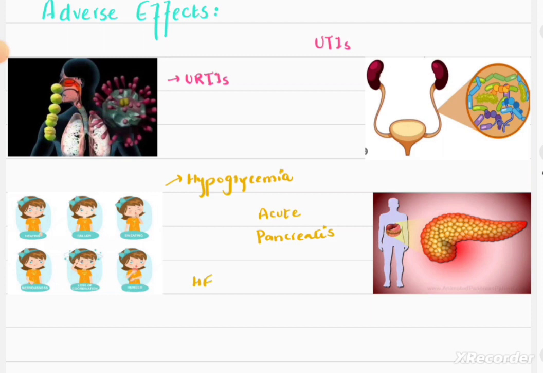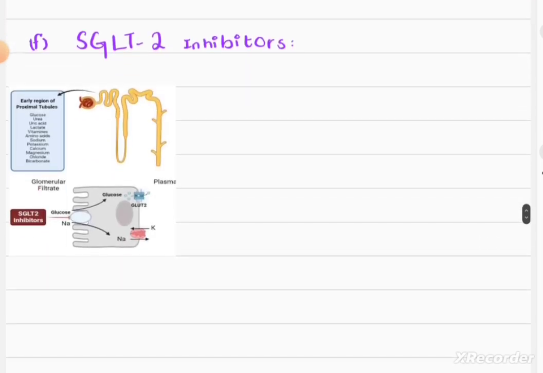As for the contraindications, if the person has any previous hypersensitivity to these drugs, you would not give them. And also, if the patient has a history of pancreatitis, you would not give them DPP-4 inhibitors because they are contraindicated in that setting. Now we will move towards the SGLT2 inhibitors.